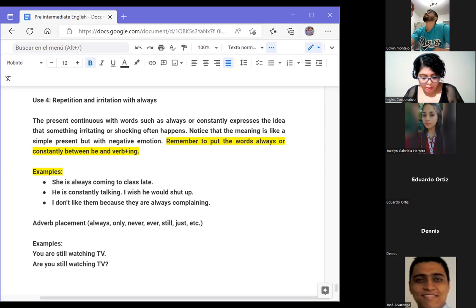I just want to write the structures of the present continuous, the formulas and some rules that we need to take into consideration when we are using this tense, and it will be the last part of the present progressive.